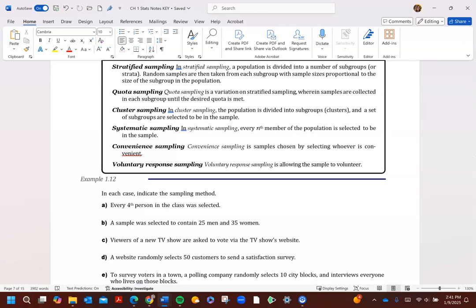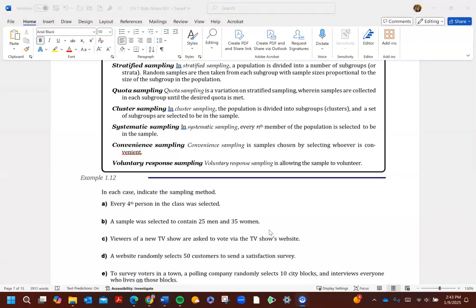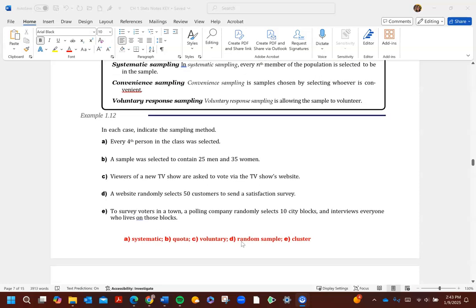So you'll get questions like this in your MyOpenMath as well. Just to be familiar, you'll get lots of practice with that. So go ahead and pause the video and jot down what you think, and then I'll put the answers up. Okay, so hopefully you've gotten those down. Here's the answer reveal. Systematic is A, B is quota, C is voluntary, D is random sample, E is cluster.